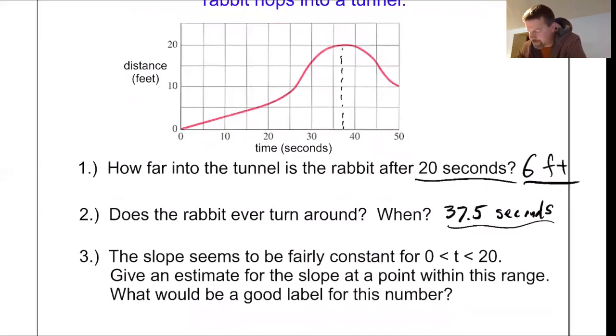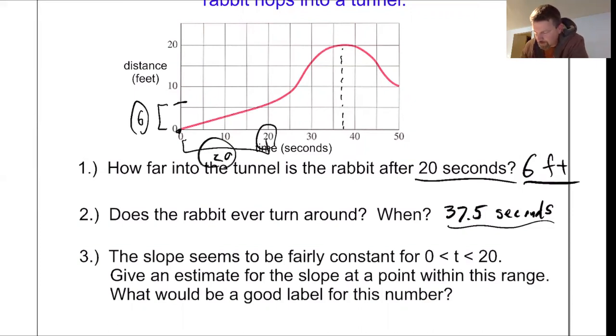Question 3. The slope seems to be fairly consistent for time 0 less than t less than 20. Give an estimate for the slope within this range. What would be a good label for this number? Well, we had guessed that at 20 seconds, we were about 6 feet into the tunnel, and it looks like we started at (0, 0). So it looks like we got a rise of 6 and a run of 20. So that slope would be about 6 over 20, which I could reduce down to 3/10 if I prefer. So I've got a slope of 3 over 10.